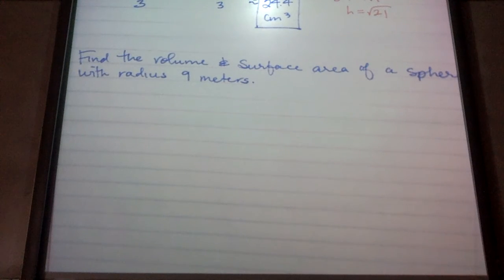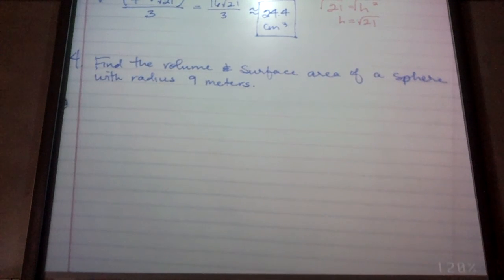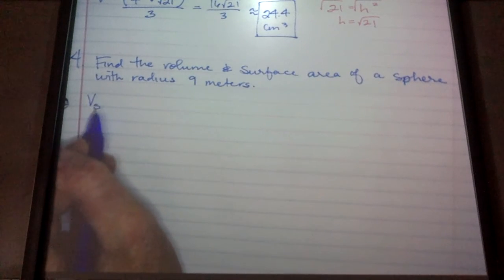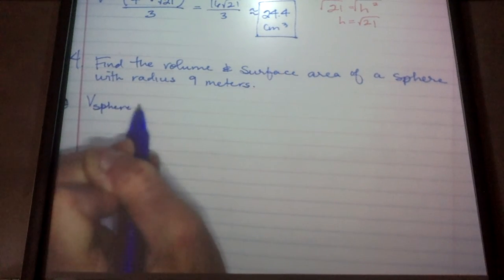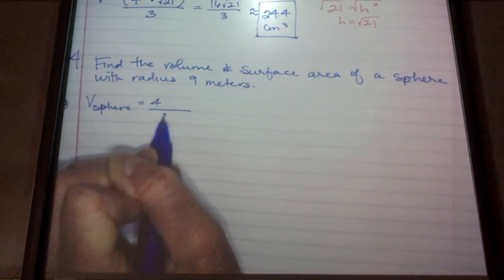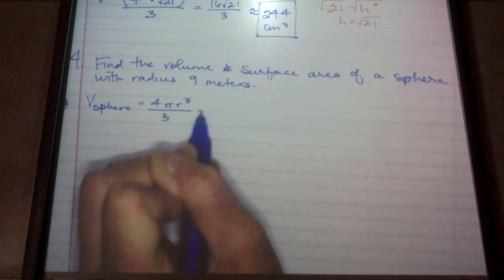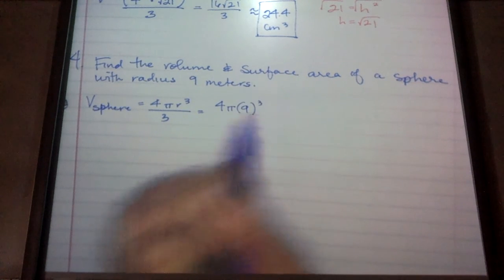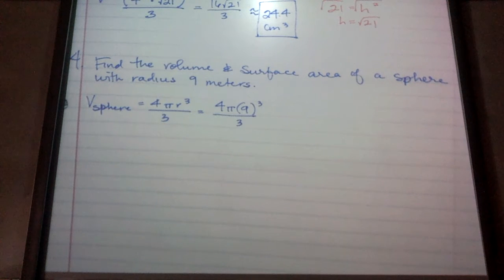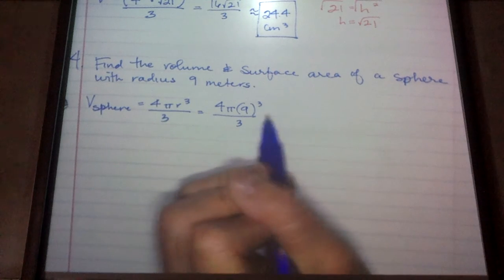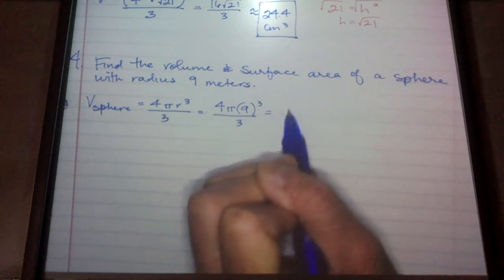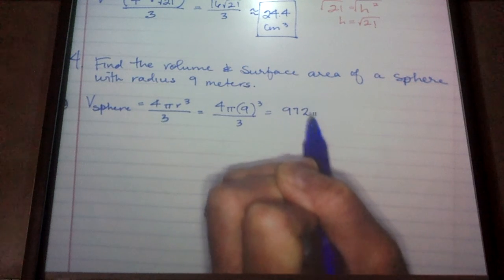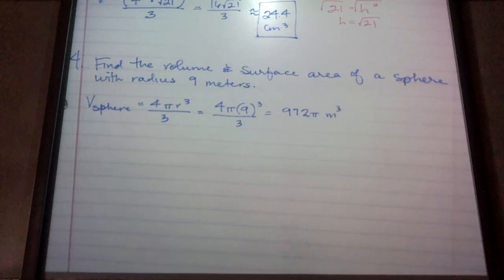Okay, so here I have to zoom out a little bit. So for the volume of a sphere, my formula was 4 thirds times pi r cubed. So that would be 4 times pi times 9 cubed over 3. And so I'm simply just going to work that out. And so for a volume, 4 times 9 cubed, I get 972 pi meters cubed. You could also put that in decimal form if you prefer.